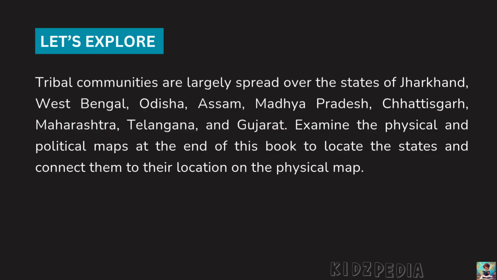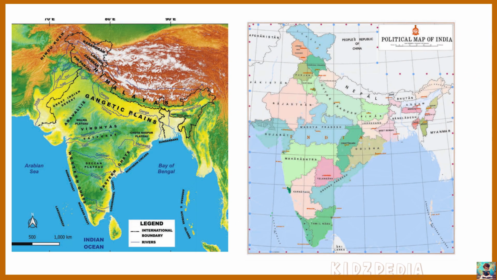So, tribal communities are spread across many parts of India, especially in states like Jharkhand, West Bengal, Odisha, Assam, Madhya Pradesh, Chhattisgarh, Maharashtra, Telangana and Gujarat. To understand this better, you should look at both the physical and political maps and try to locate these states and see where they are found in India. Now, let's look at both maps. First, find these states on the political map. Then check the physical map to see where they are located in India.